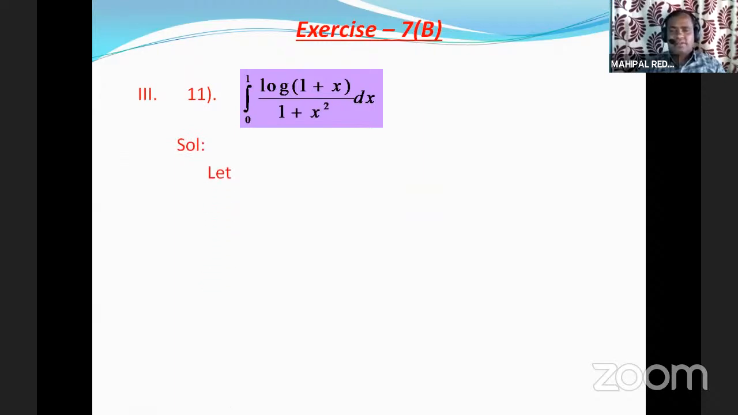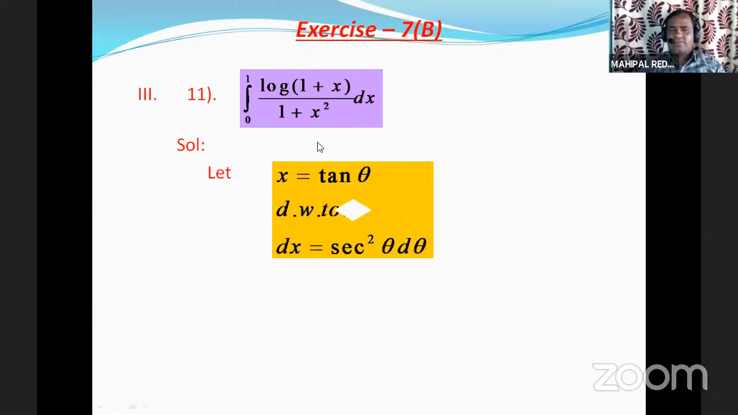I will solve this problem by the substitution method. What I am taking here is x equals tan theta. I'm going to solve by the substitution method, taking x equals tan theta. Now take the derivative with respect to x on both sides.